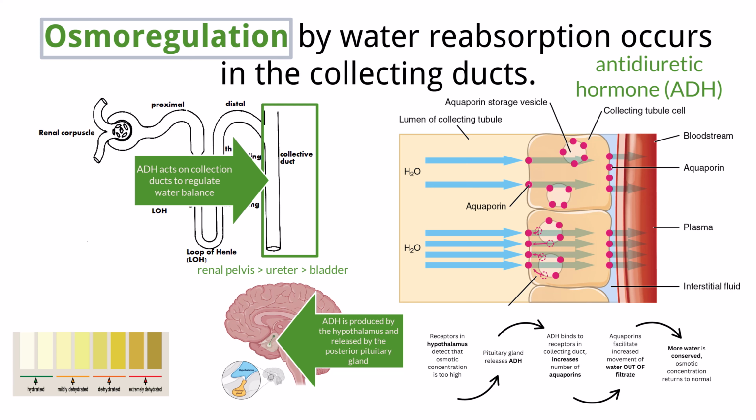Consider with me for a moment the color of your urine. Have you ever noticed that sometimes your urine is more yellow or darker in color? Have there been times when it looks more pale or even colorless, like water? ADH is responsible for these changes.